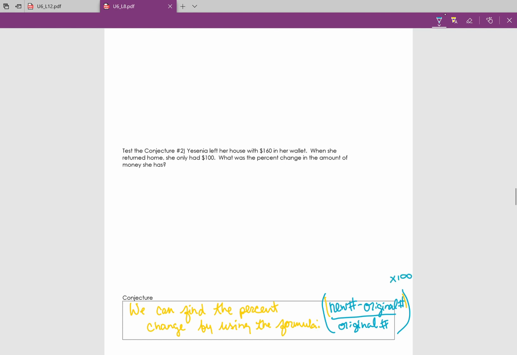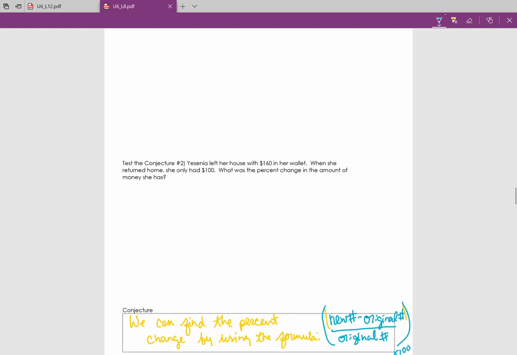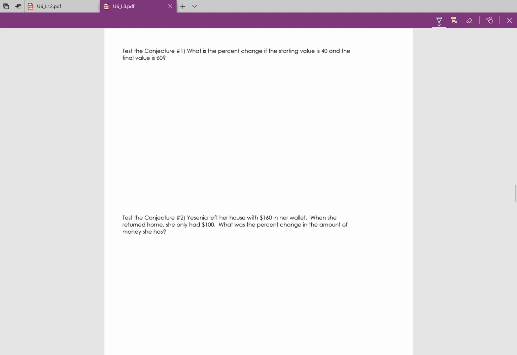You know what, I'm going to move that to the bottom so that we have room during TT2. Now, I know the reference sheet might have two different formulas on it, one for an increase, one for a decrease. This formula will work every single time. Feel free to use the reference sheet how it is, but this formula that is written right here will work every single time. So now that we have that, let's check out test the conjecture number 1.